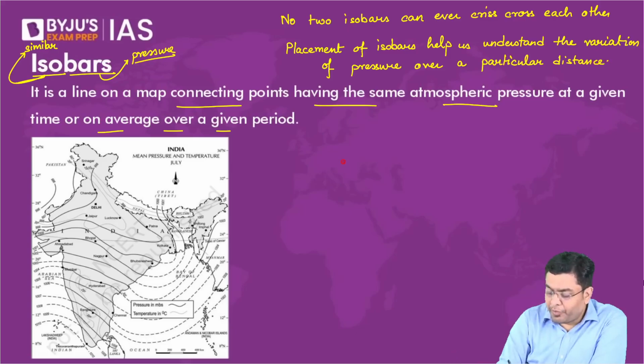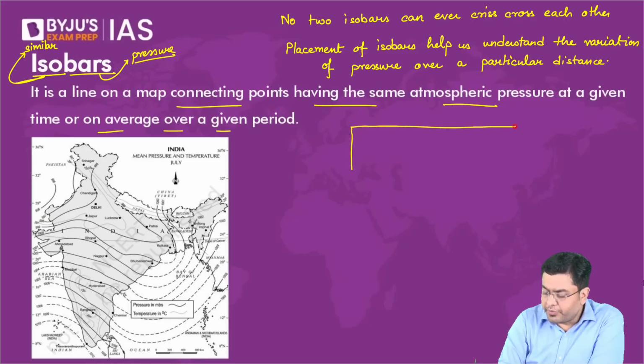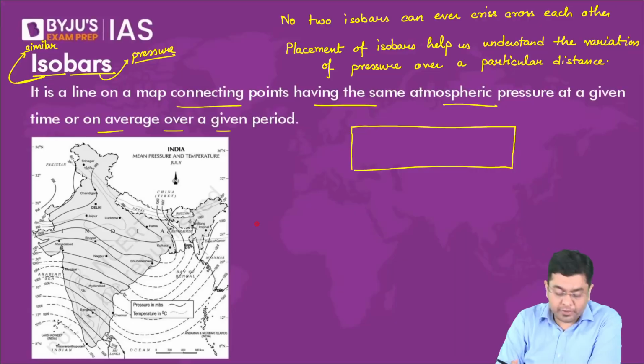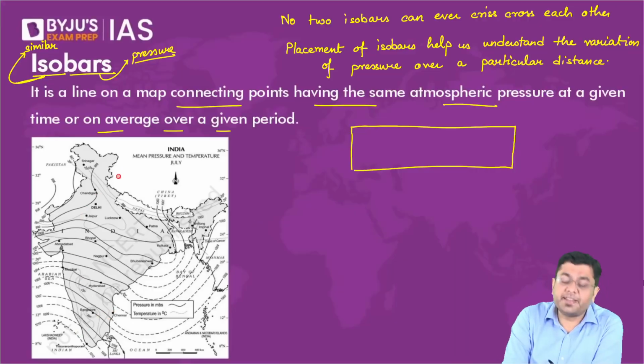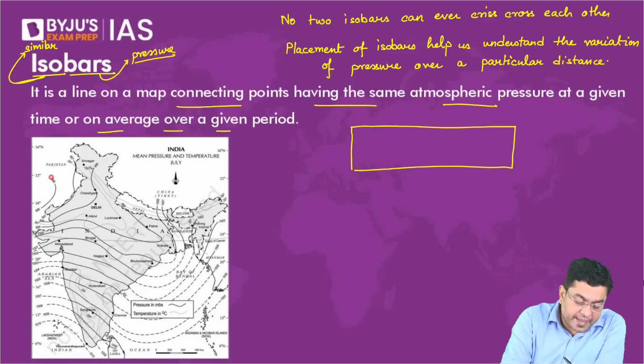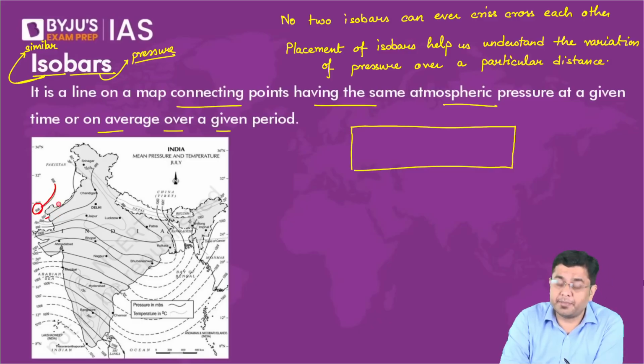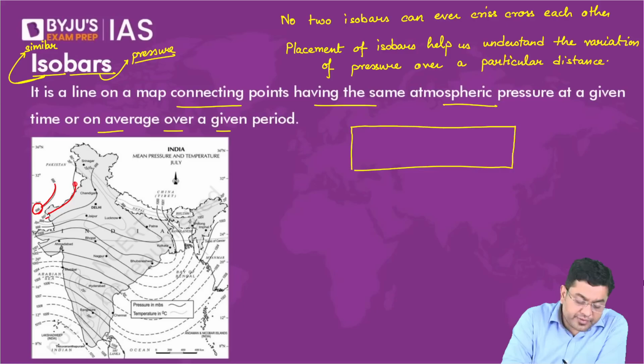So in this case, for example, let's suppose we consider two particular regions. Each of these isobars represents a very unique pressure. If we take the map of India here, you will observe that each isobar represents a unique pressure. For example, here it is written 996, 997, 998. Any point lying on this isobar will experience a pressure of 996 millibar, and any point lying on the next will experience 997 millibar.